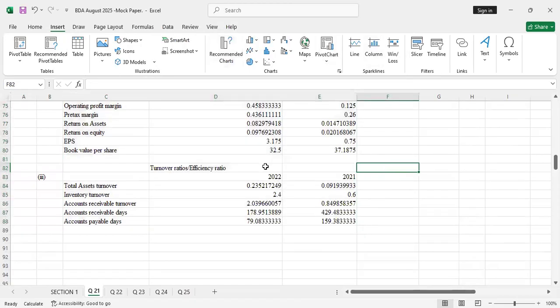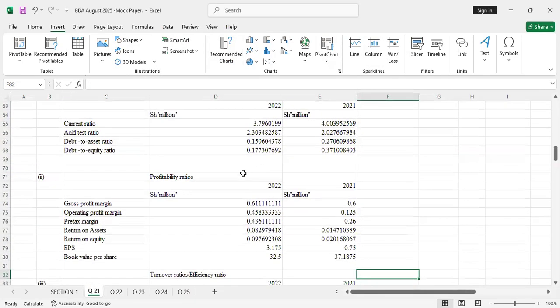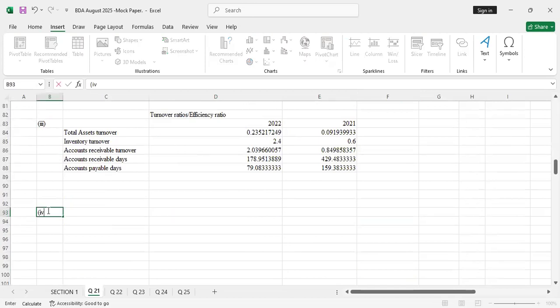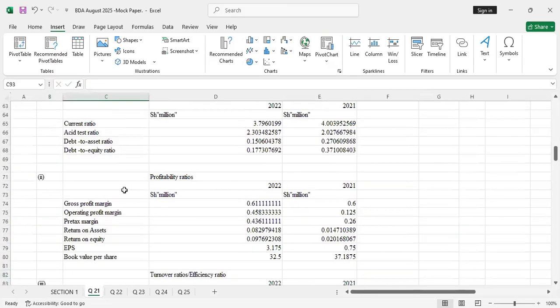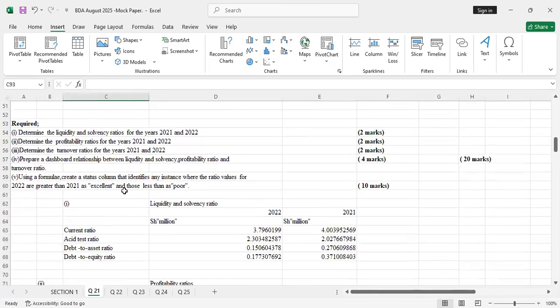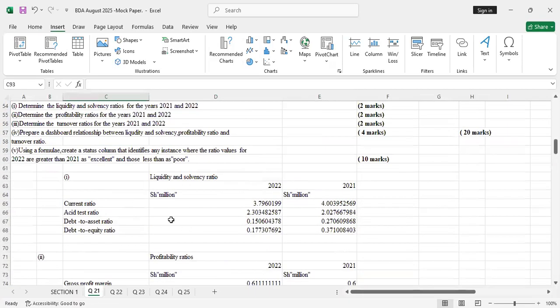Let me do something here. So let me just copy the values, the way they are. Yeah, so this is Roman 4, for you to get an accurate answer. So we start with the liquidity and solvency. Yeah, because we are supposed to combine them. You don't do one separately.